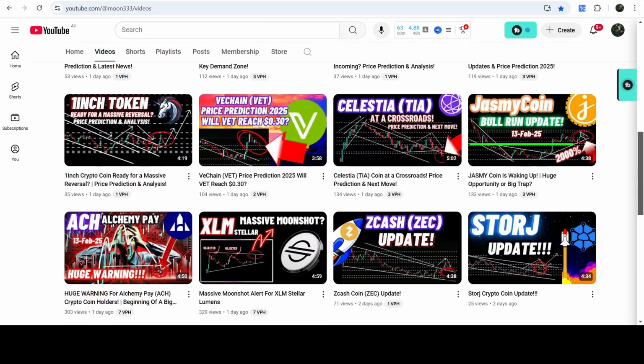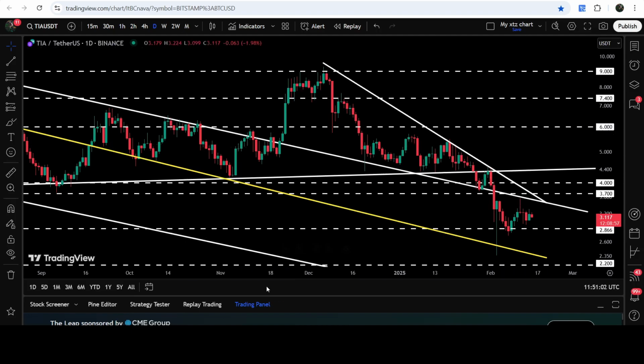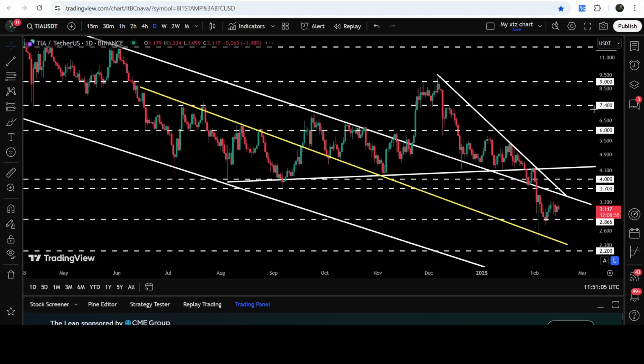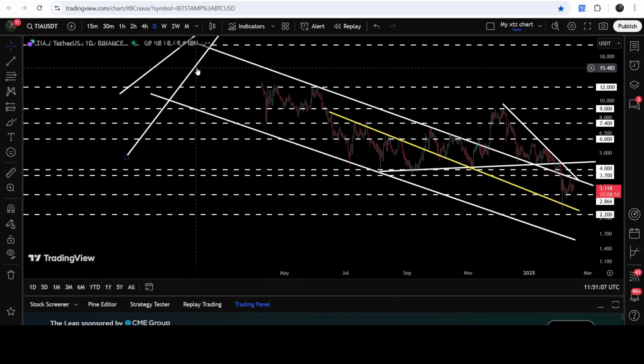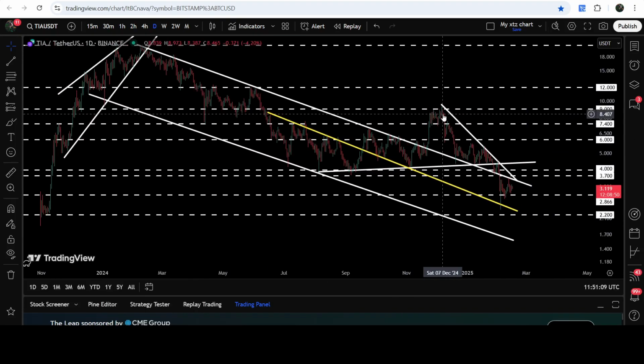Now, if you take a look at the live chart, this is the daily time frame, and this was the channel that I was showing you that we broke out. After the breakout, you can see that we had a nice short pump, but the price got rejected by this long-term resistance of $9 that was previously working as a support here. And now for several days, it has been working as a resistance.